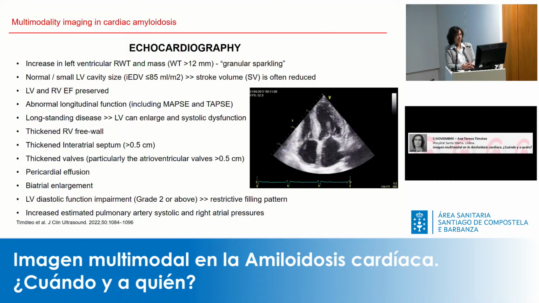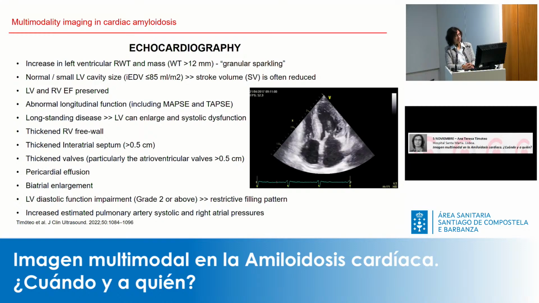Now talking about imaging and regarding echocardiography, there is usually an increase in left ventricular relative wall thickness and in mass with a wall thickness above 12 millimeters with this specific granular sparkling feature.